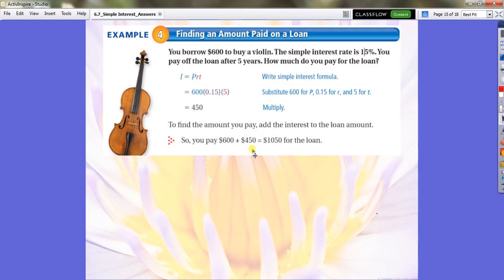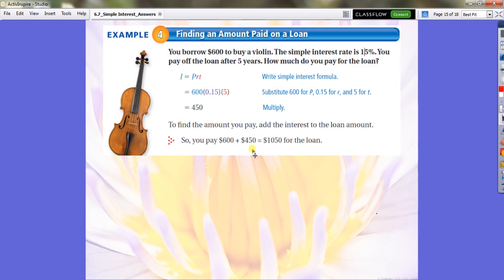We didn't do this one because we wanted to look at this one, which is very similar to the first example where you were finding interest earned over time, except it's the same idea, but now it's interest paid instead of interest earned because you're borrowing money. So you borrow $600 to buy a violin. The simple interest rate is 15%.